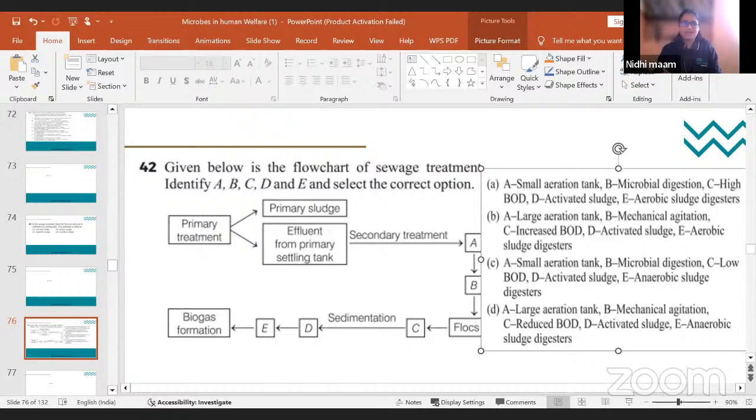Primary treatment, primary sludge, effluent from primary settling tank. In secondary treatment, A leads to B, together they form flocks, flocks to C, and via sedimentation D, then E biogas formation. So you have to say what is A, B, C, D and E.